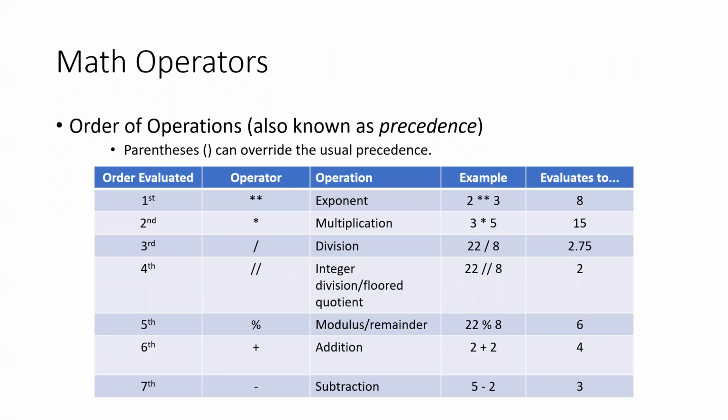Math operators, make sure you know your order of operations, also known as precedence. Anything inside parentheses can override the usual precedence. In other words, it executes what's in parentheses first, then moves its way out. This is the order that you're going to get evaluated in. So know this order so you can make sure that it's going to be done in a particular direction.